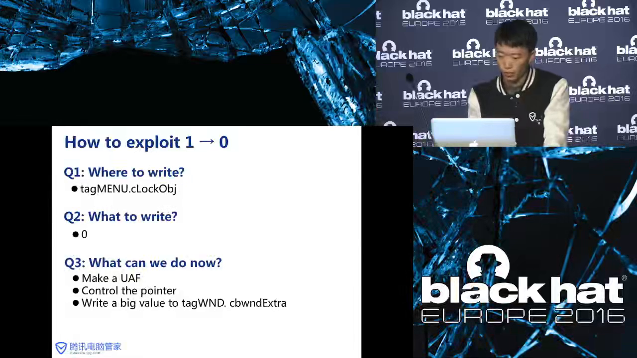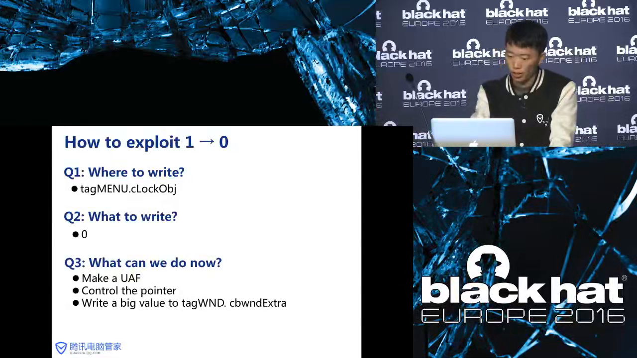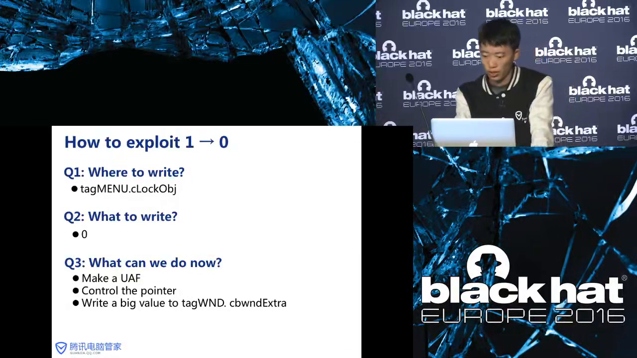Let's take a summary. How to exploit Windows kernel by a tiny bit from 1 to 0? The answer is writing 0 to the target menu's lock object. So we create another use-after-free vulnerability, make a fake menu, and reset the cbWndExtra of a target window. I use the menu object for the job. You could pick another one if the object has pointers, and you can write data to the pointed address.